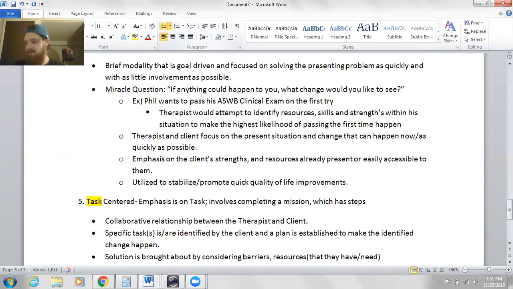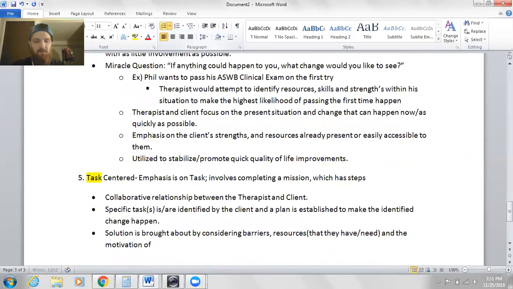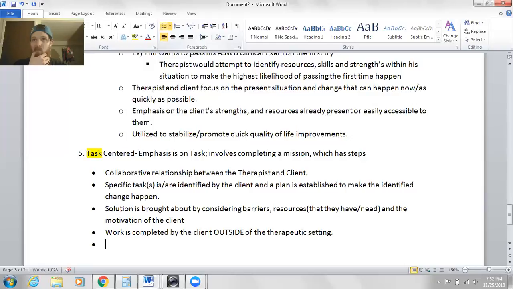Task focus, we may need to gather in the motivation of the client. So we're mobilizing and getting them ready to make the change, and then the work is completed by the client outside of the therapeutic setting. So like we mobilize and get them ready, but ultimately whatever happens, we don't have extensive hands-on involvement.